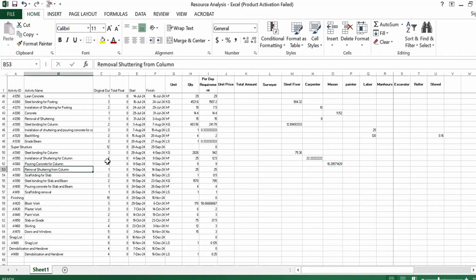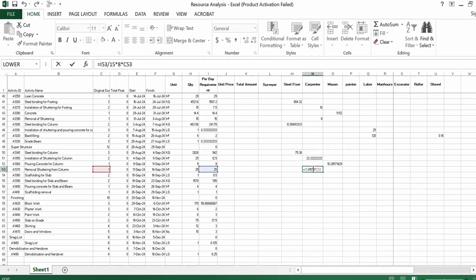Next is removal of shuttering from column. We can copy from removal of shuttering for the carpenter from here and paste it here. 13 hours is required to complete it in one day.